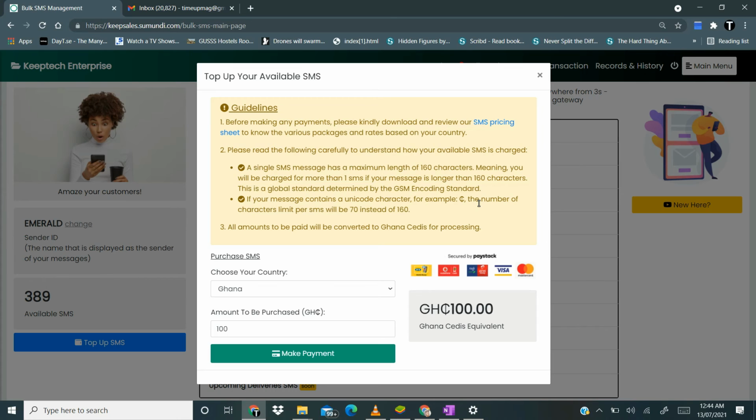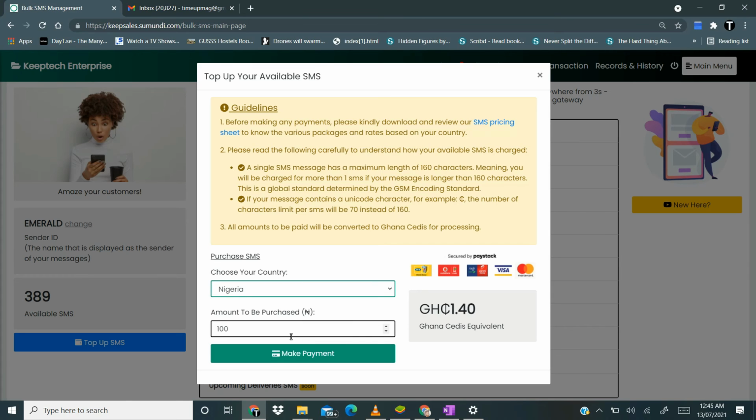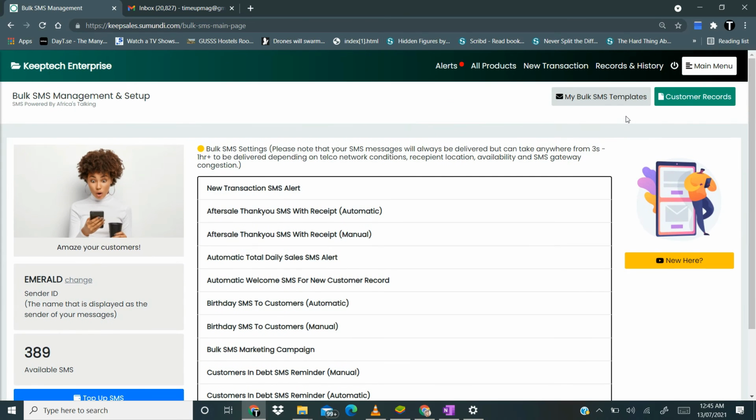And the third is that all amounts to be paid will be converted to Ghana cedis for processing. So when you select the country that you are from, and then the amount you are paying, it actually converts to Ghana cedi for processing. Then when it's processed and you've made payments, it finally converts the amount to its equivalent SMS messages that you are entitled to. So this is all for the guidelines that you have to take note of when it comes to the bulk SMS messages.